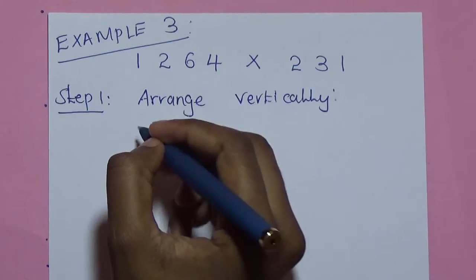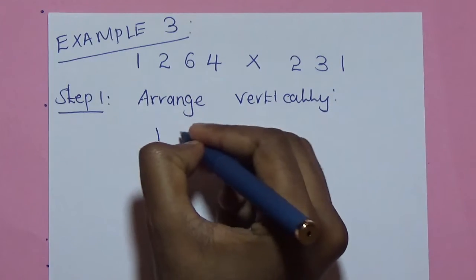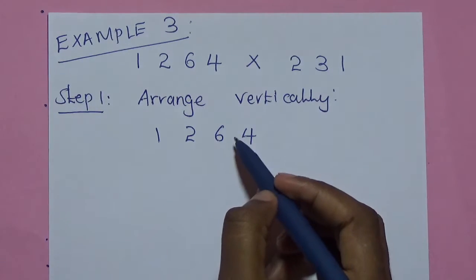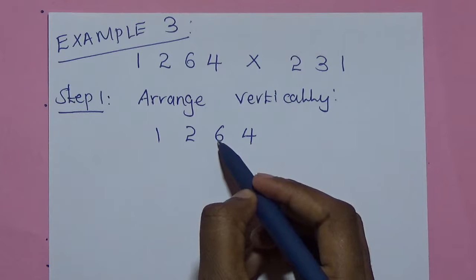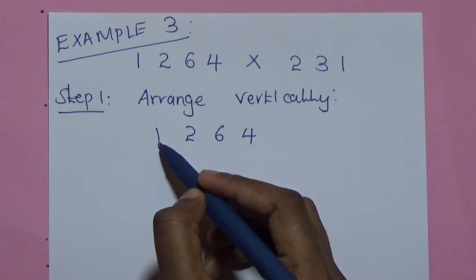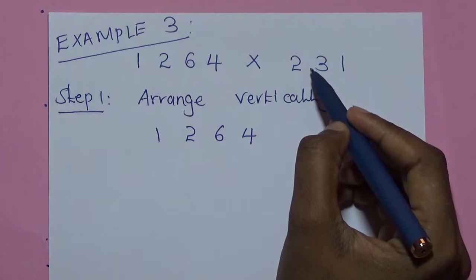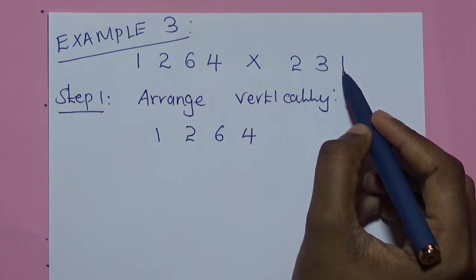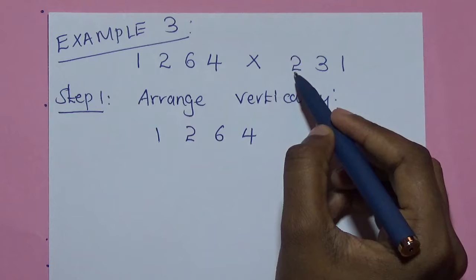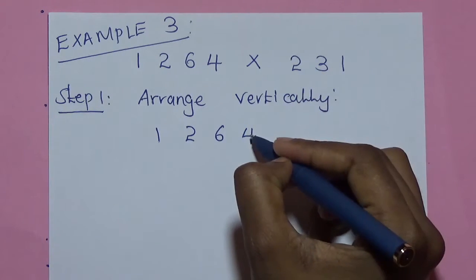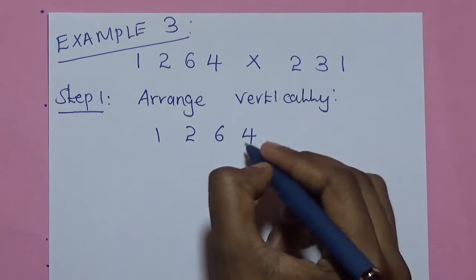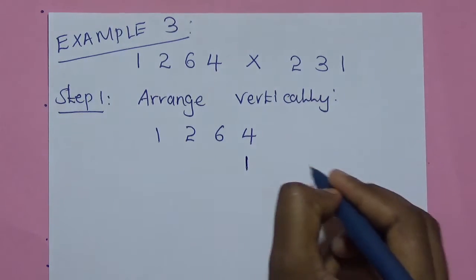Here we have 1264. Now, in this number, 4 represents ones, 6 represents tens, 2 represents hundreds, 1 represents thousands. In our next number, we have 1 represents ones, 3 represents tens, 2 represents hundreds. So, 4 and 1, they both represent ones. Therefore, 1 will come below 4.